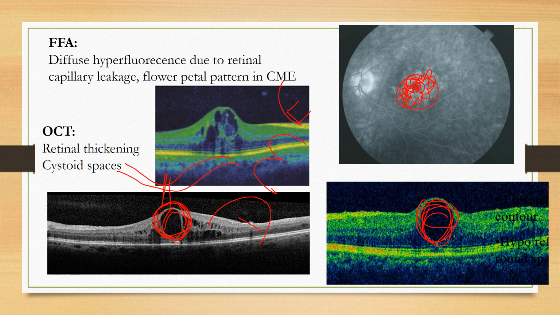So again, this is a macular edema, and there is a retinal traction. Traction is the pulling off of the retina by the vitreous. So there is a vitreous traction again here.